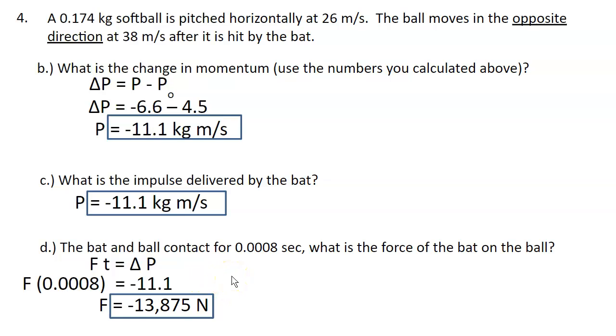The bat and the ball are in contact for 0.0008 seconds. What is the force of the bat on the ball? So they're asking for force, so use the equation that has force in it. We know how much time was given, and also we know the impulse or the change in momentum. So we know delta P, we know T, we're solving for F. When you solve for F, you discover there is a force of negative 13,875 newtons.